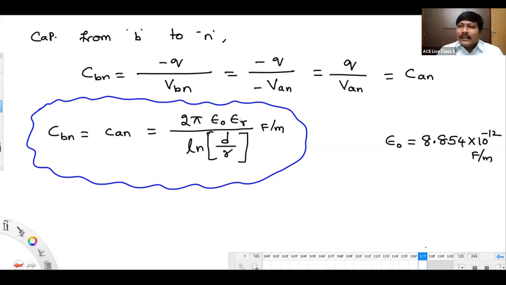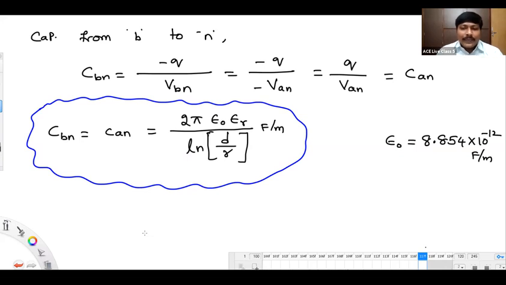What is epsilon r? It is the relative permittivity of the surrounding medium. As it is air, epsilon r is equal to 1, so we will substitute 1. ln of d by r is a constant number, so units will exist only for epsilon naught in the whole equation. That unit is farad per meter, which we are going to consider.